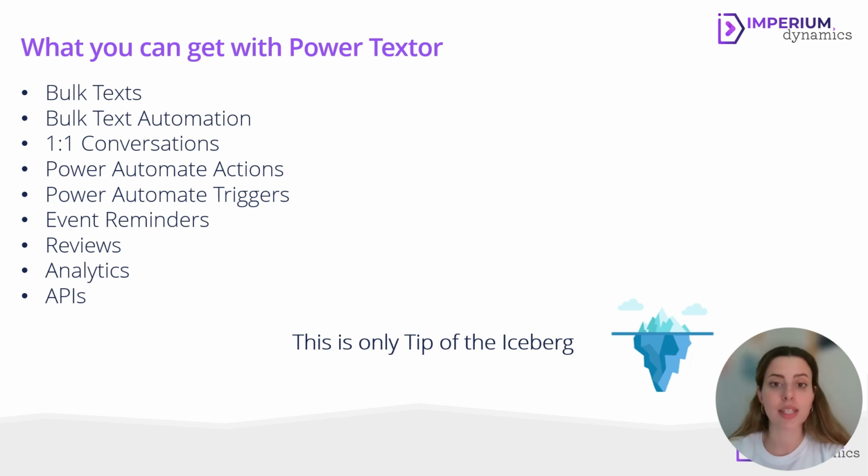This is a list of what you can get with Power Textor. So bulk text, depending on your plan, the amount of text that you can send on a monthly basis will change. But essentially, it is the option of sending text messages to a large group of people at once. And you can also schedule this. You also have bulk text automation and one-to-one conversations.